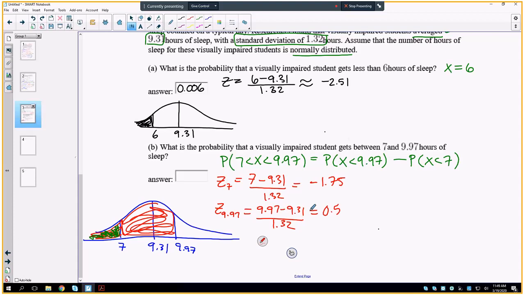All right, so I know that I'm looking for the probability that x is less than 9.97 minus the probability that x is less than 7. That translates to the probability that z is less than 0.5 minus the probability that z is less than negative 1.75. Let's find those numbers in our table. So z less than 0.5.